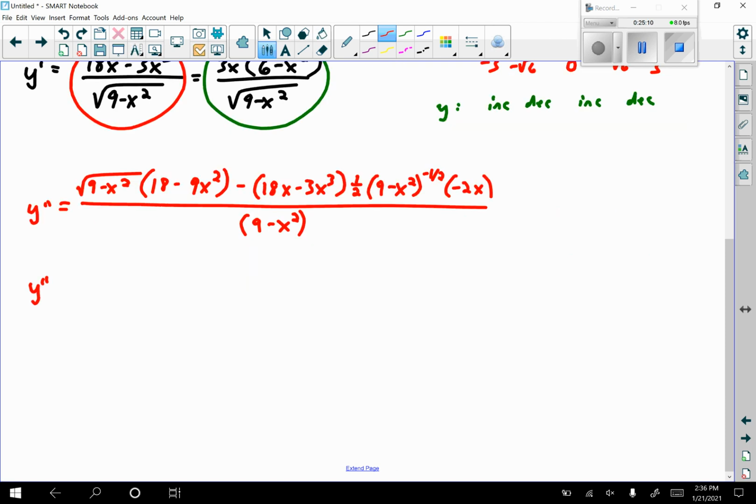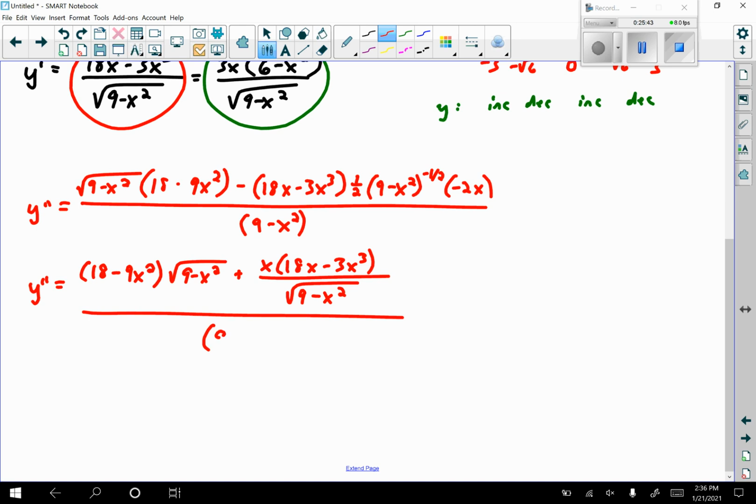All right, so again, like 11, cleaning this up, I'll just rewrite this out in front. It should be 18x. No, that should have been an 18. That was a derivative. All right, so we have 18 minus 9x squared times the square root. Again, over here, we're going to get a positive. The 2's cancel, so up top I have x times 18x minus 3x cubed all over the square root of 9 minus x squared. This is all over 9 minus x squared.